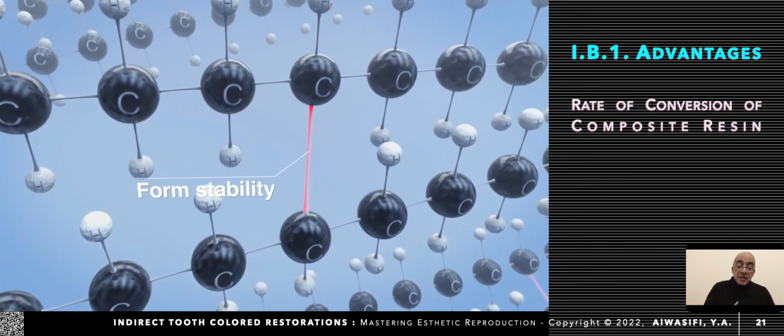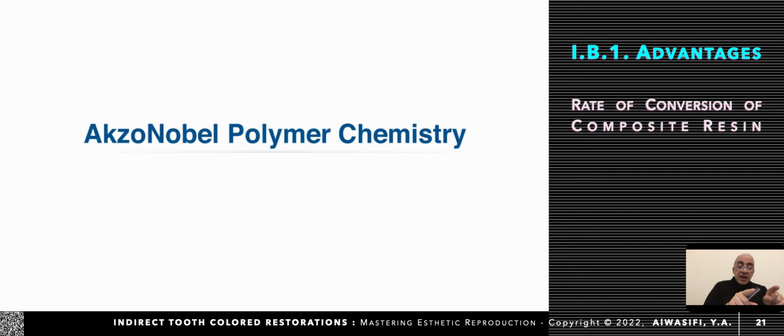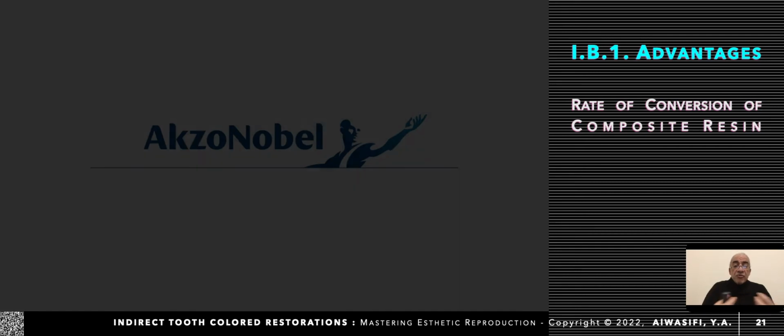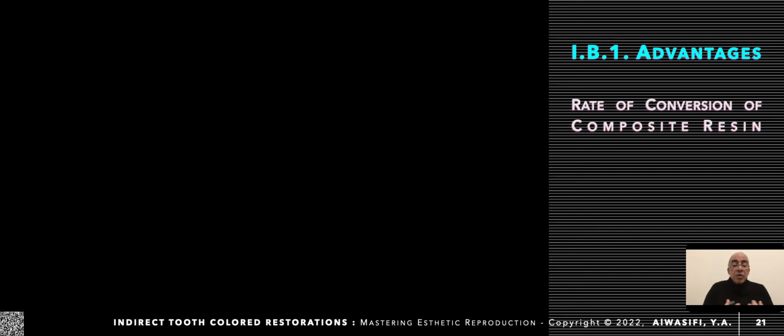This is the polymerization shrinkage, and according to the amount of cross-linking, the flexibility and the stability of your polymer chains are determined, and accordingly this is the difference in modulus of elasticity between one material and another, and both of them are polyethylene.